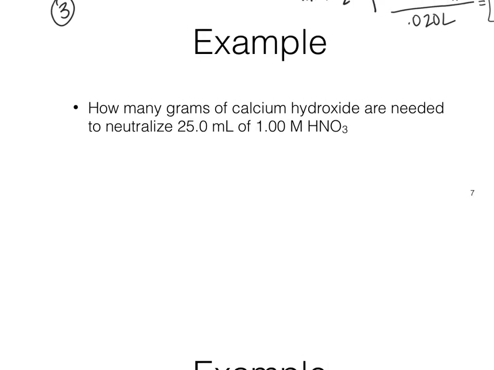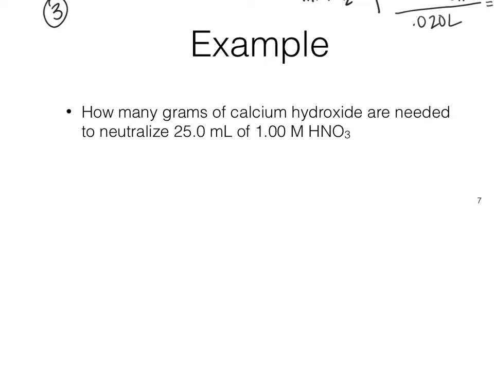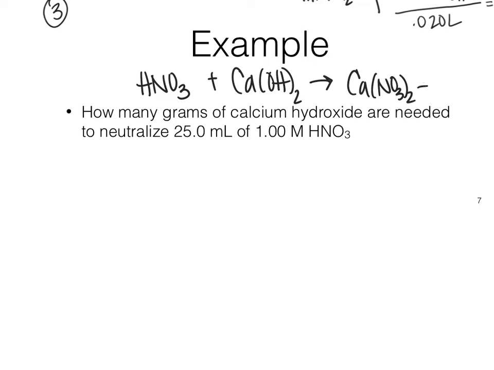In this case, we'd like to know how many grams of calcium hydroxide are needed to neutralize 25 mils of 1 molar nitric acid. We're going to need a balanced chemical equation. So we're going to have our HNO3 plus calcium hydroxide gives us calcium nitrate plus water. In this case, we see that our calciums are balanced, our nitrate is not. So we'll add a 2 in front of the acid and a 2 in front of the water. So we have a balanced chemical equation.